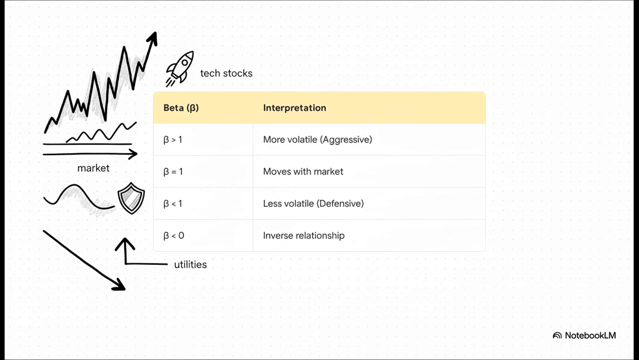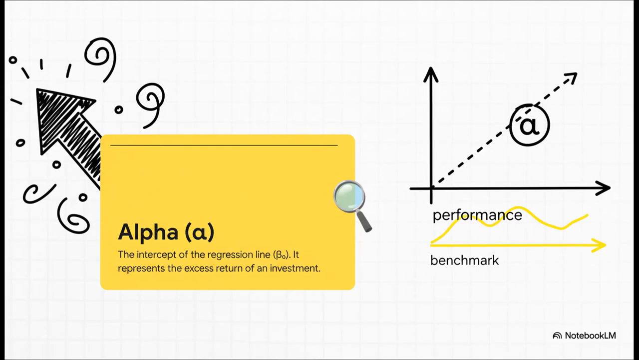And this is where it gets really practical. You can literally classify stocks with this one number. If a stock has a beta of exactly 1, it moves pretty much in lockstep with the market. If it's over 1, think of a high-flying tech stock. It's more volatile, more aggressive. And if it's under 1, like a steady utility company, it's more defensive. Super useful, right?